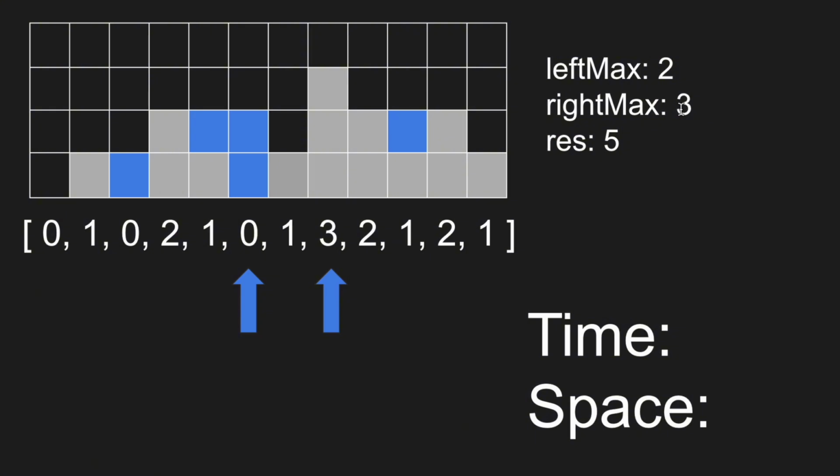Left max is still less than right max, so we shift the left pointer. 2, the left max, minus 1 is equal to 1, so add 1 to that, and the result is 6. Because left max is still less than right max, we shift the left pointer again, and now that they meet, we can return the result, which is 6.